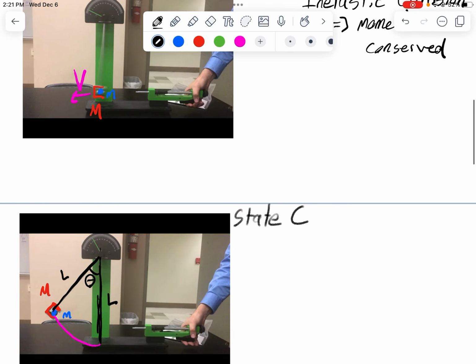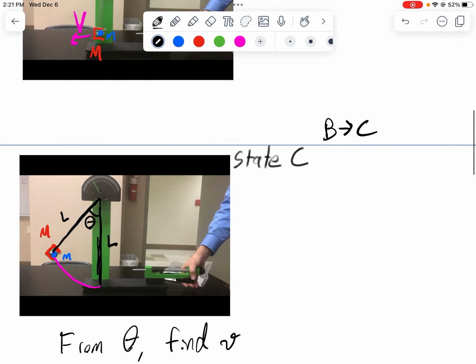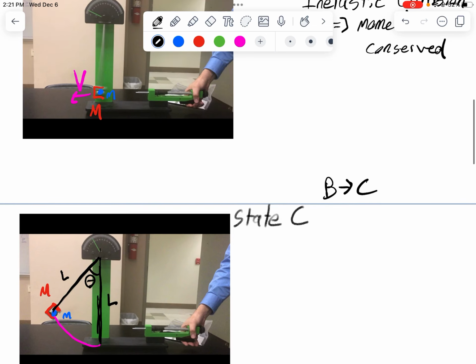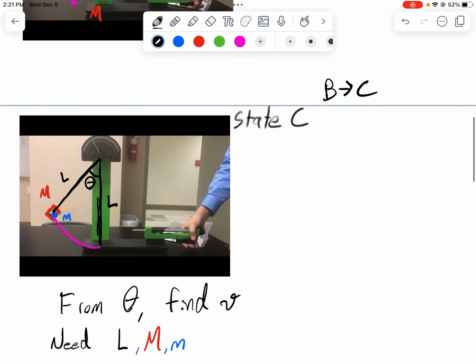Between states B and C, there's no collision at all, right? They're already basically combined as one unit. And so we have a pendulum that's swinging. Well, momentum is not going to be conserved. We can see that because the direction of the velocity vectors is constantly changing.